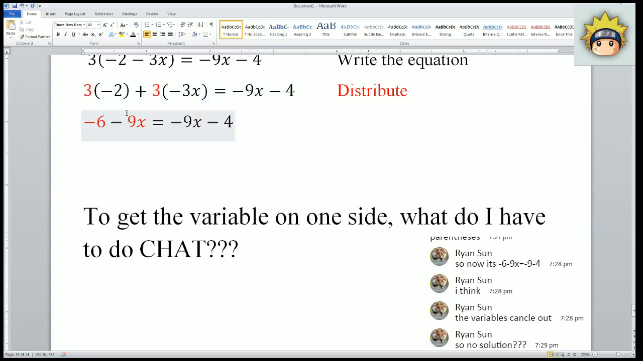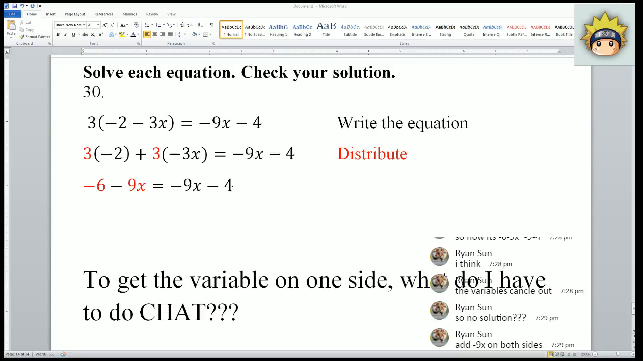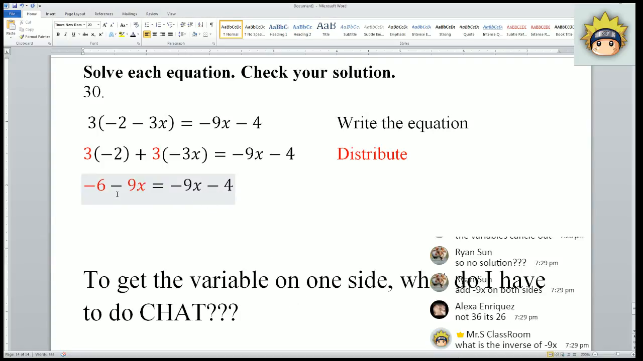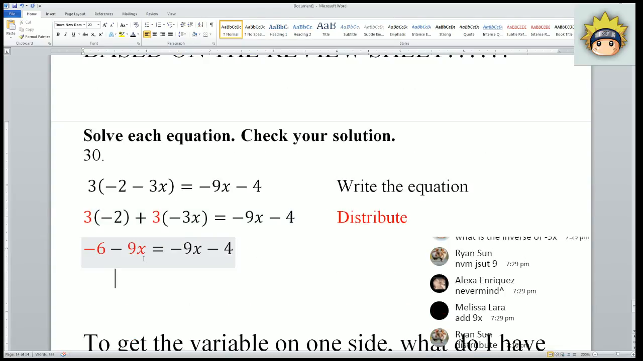How do you get the... What do you do? The inverse. What is the inverse? What is the inverse of subtract 9x, class? Come on. Wait, what do you mean? No, I'm asking you, what is the inverse of negative 9x? Come on. What is it? What do I do? Okay, add 9x. Good.